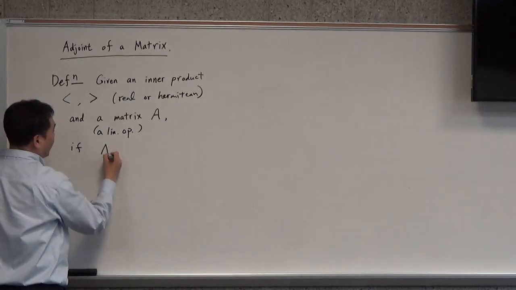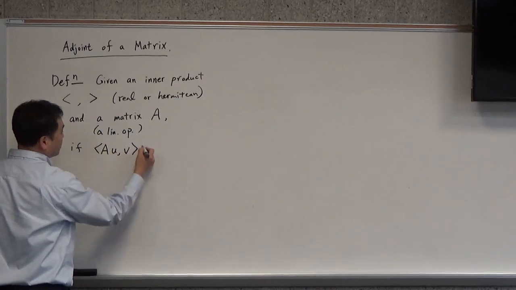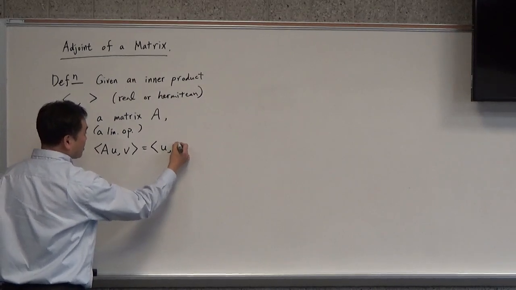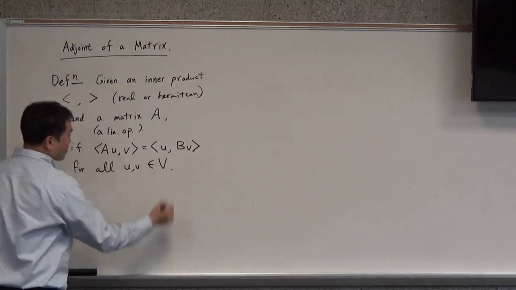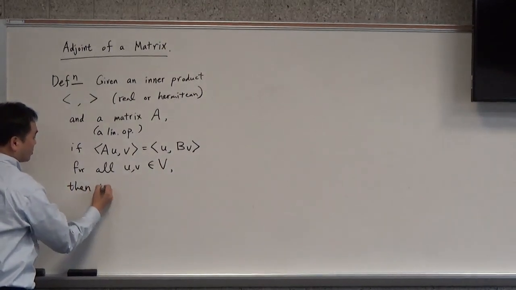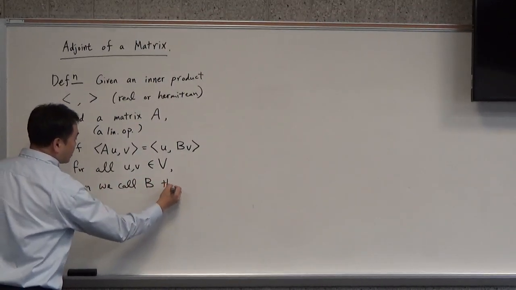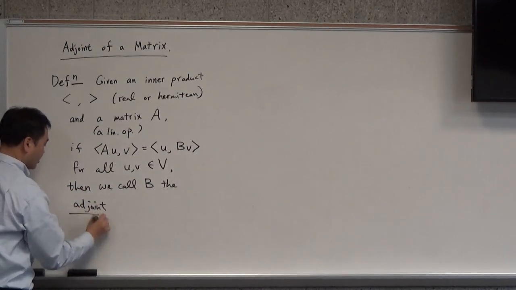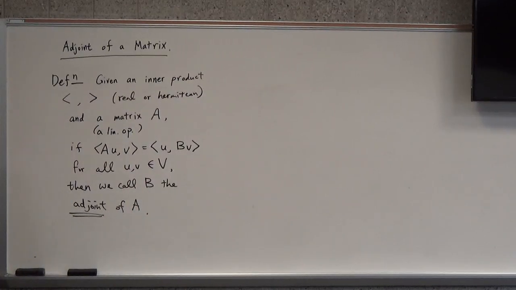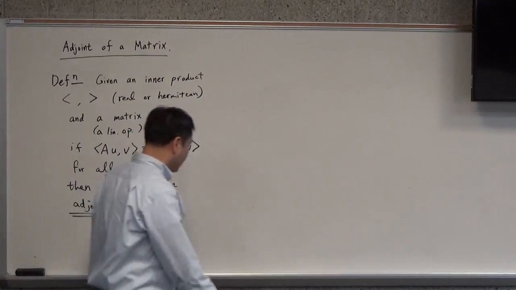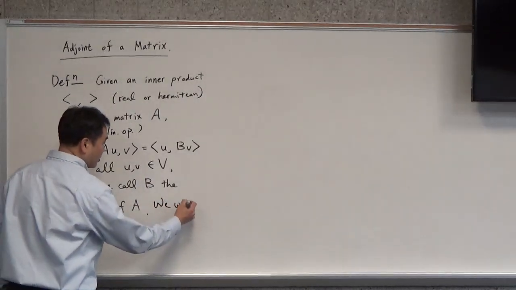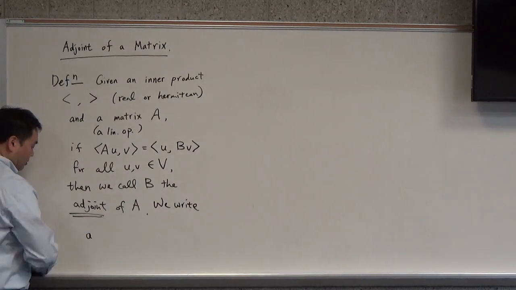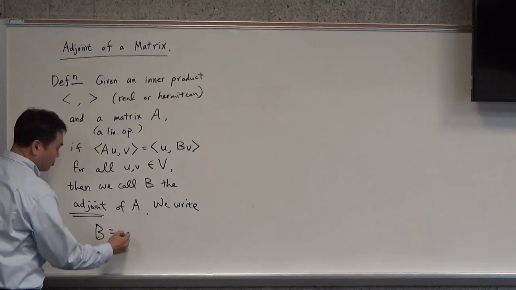If the inner product of AU and V is equal to the inner product of U and BV for all U, V in the given vector space, then we call B the adjoint of A. And we write B as the adjoint of A.